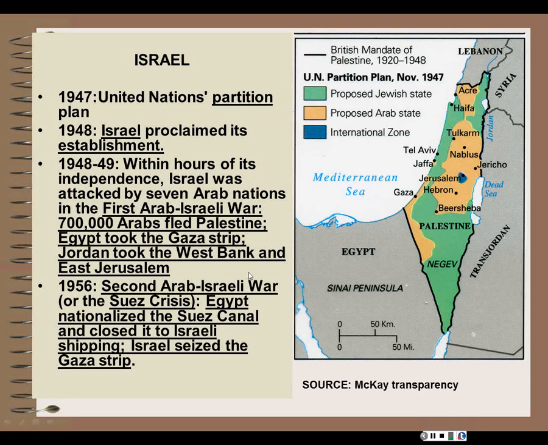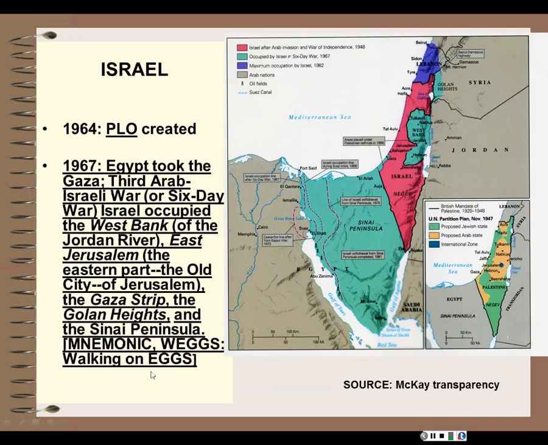And Israel agreed at the end of this war to withdraw from both the Gaza Strip and the Sinai Peninsula in return for its ships being able to pass through the Straits of Tiran. So basically, the Second Arab-Israeli War was a stalemate and resulted really in the status quo of the way things largely were before the Second Arab-Israeli War.